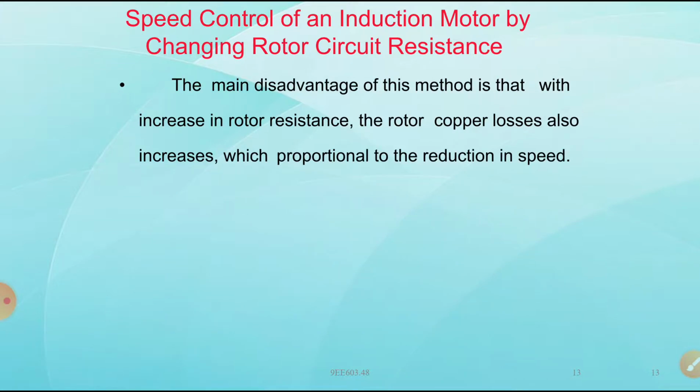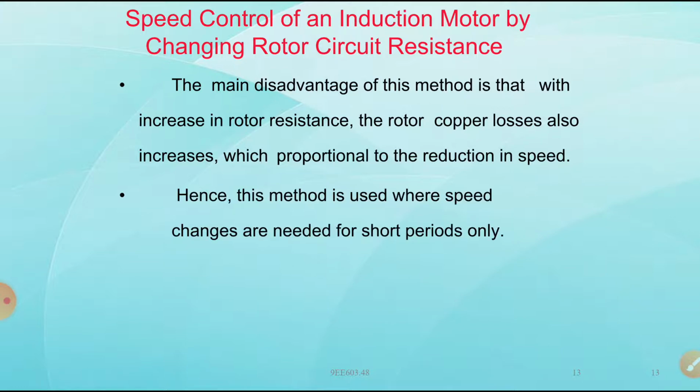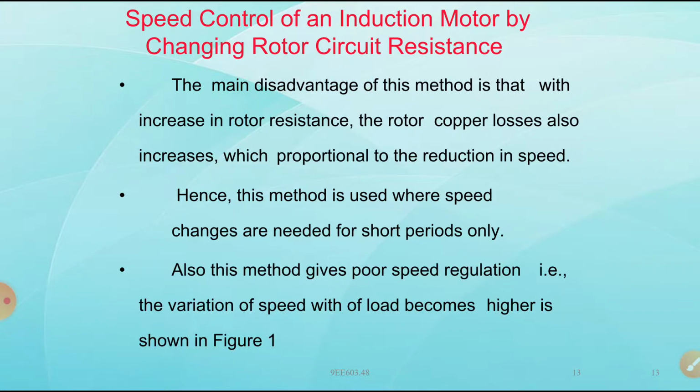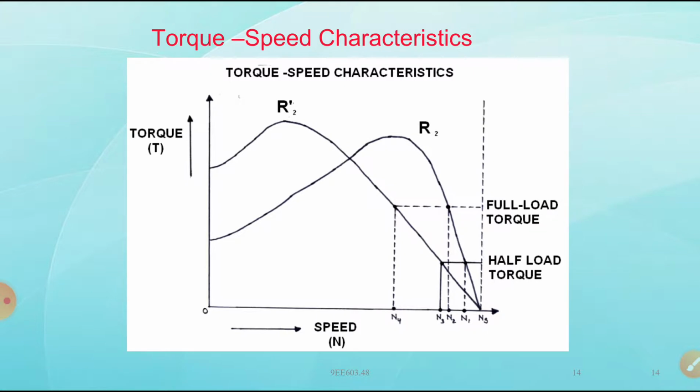The main disadvantage of this method is that with an increase in rotor resistance, rotor copper loss also increases, which is proportional to the reduction in speed, as well as reducing the efficiency. Hence, this method is used where speed changes are needed for a short period only. Also, this method gives poor speed regulation. What is regulation? The variation of speed with load becomes higher. You can see this in the diagram.